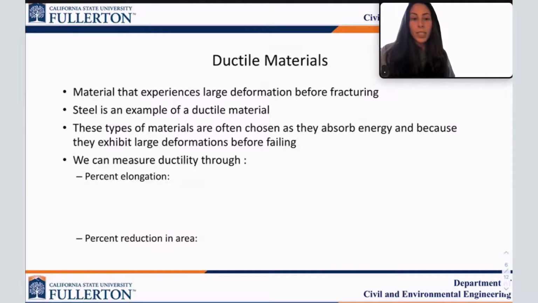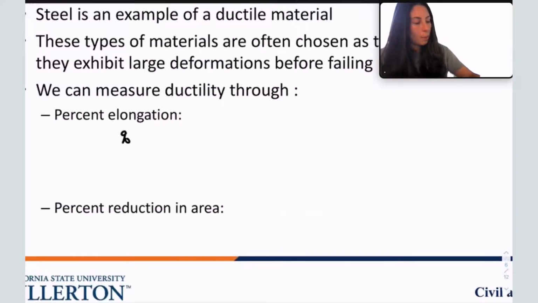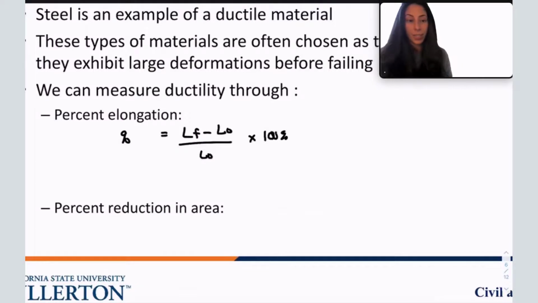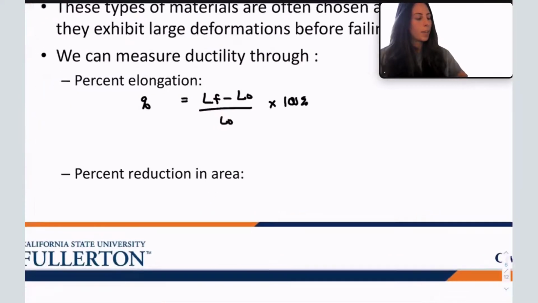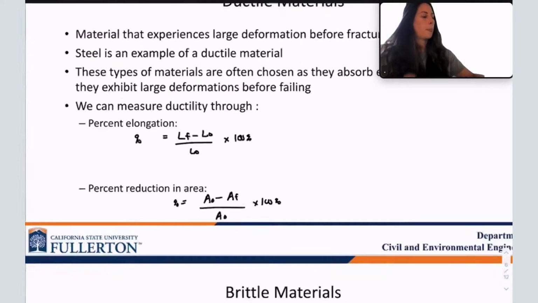We can measure ductility through something called percent elongation and percent reduction in area. Okay, so let's go ahead and write these two formulas out. Percent elongation is equal to the final length minus the initial length divided by the initial length times 100% because this is a percent. This is around 38% for mild steel, your percent elongation that you're going to get, okay? And our percent reduction in area would be equal to area initial minus area final divided by area initial times 100%. And this is around 60% for mild steel, okay?